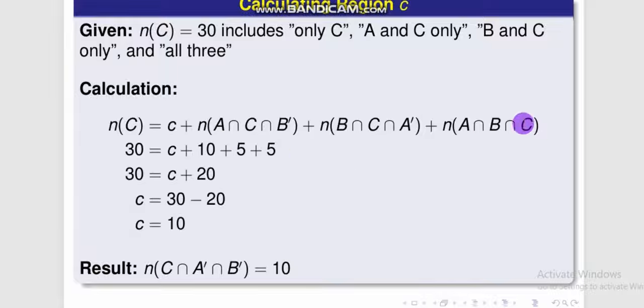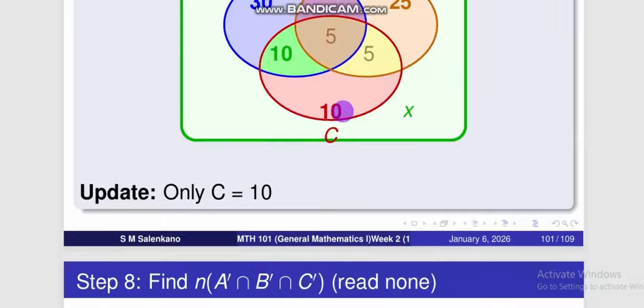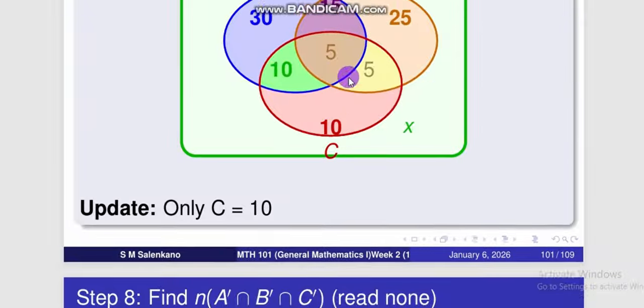So the values for this are all placed here. If you add these numbers, 10 plus 5 plus 5, you get 20. So your C will be 30 minus this 20, and you get 10. So for C only, you get 10. You go to the region for C only and write that 10. You see, this is it here, right?